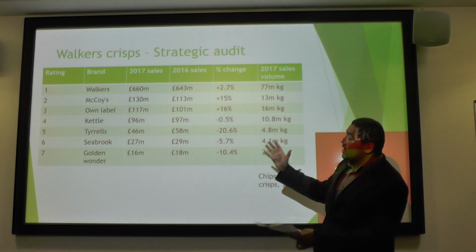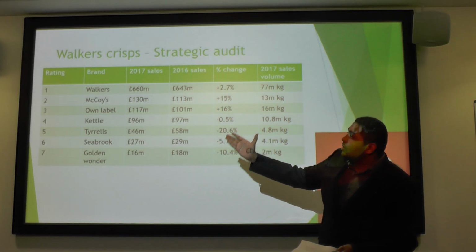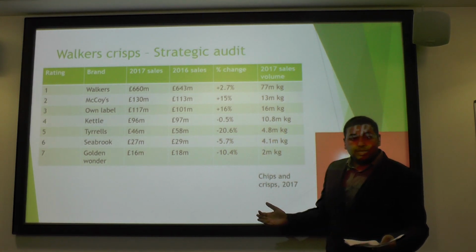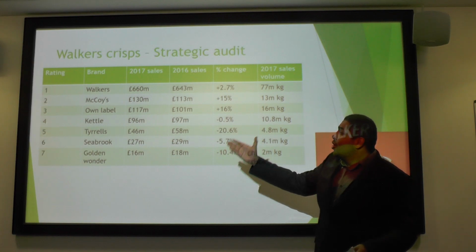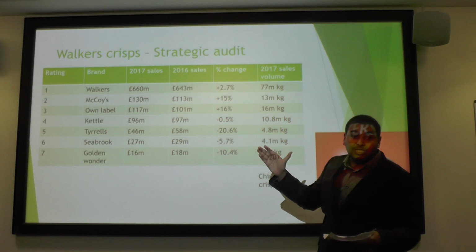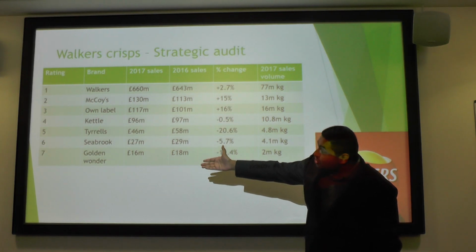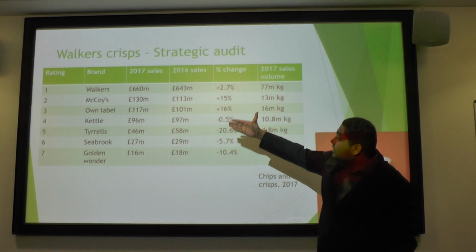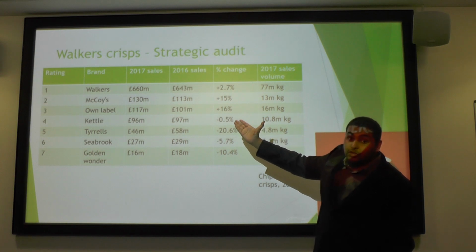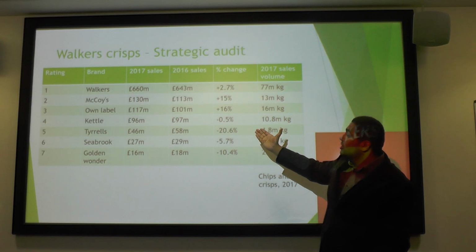Now, here we have a graph that shows 7 of the leading crisp manufacturer brands in the UK. As expected, Walker's Crisps leads with £660 million in sales in 2017 alone, which the other competitors don't even come close to, as is similar in the year before, when Walker's boasted £643 million in sales. That would mean a 2.7% change.